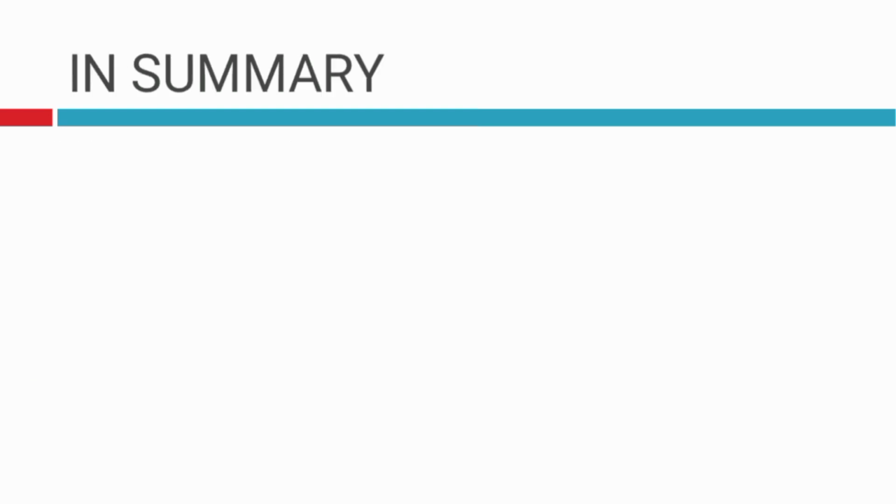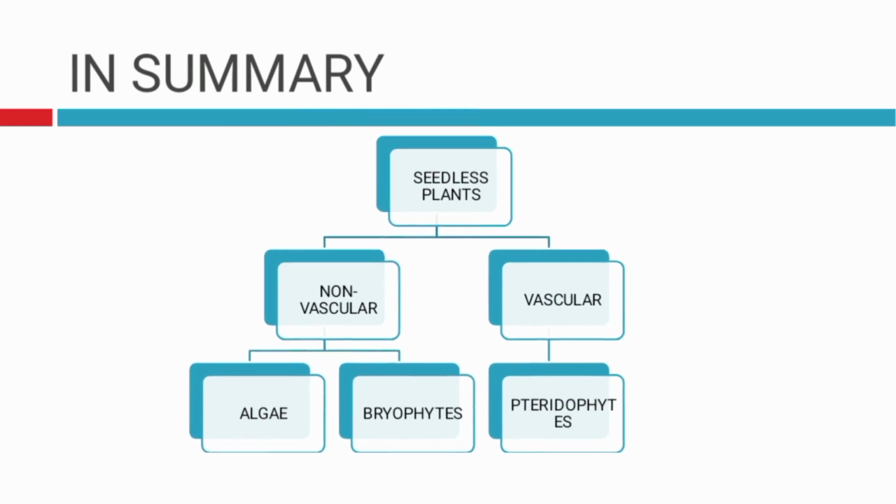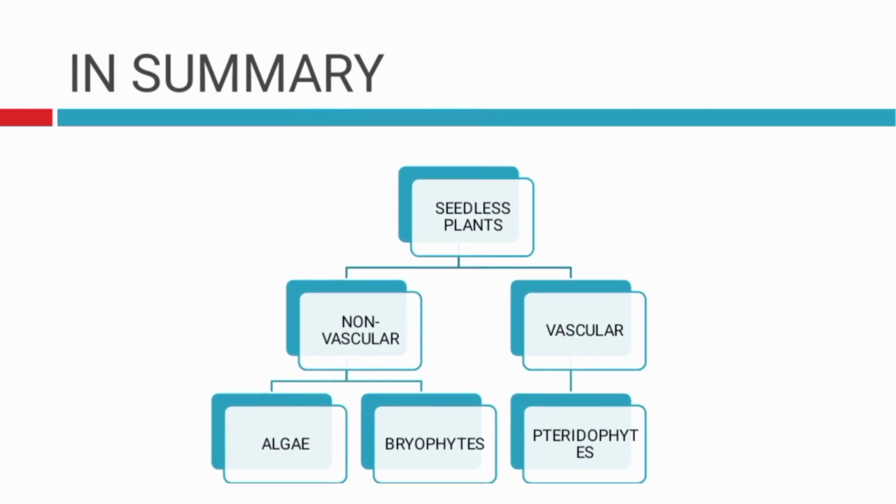Okay. In summary, we've learned that seedless plants are plants that cannot reproduce via seeds. They can only reproduce via spores, and they are broken into the non-vascular and the vascular seedless plants. Under the non-vascular seedless plants, we have the algae and the bryophytes. Then under the vascular plants, we have the pteridophytes.